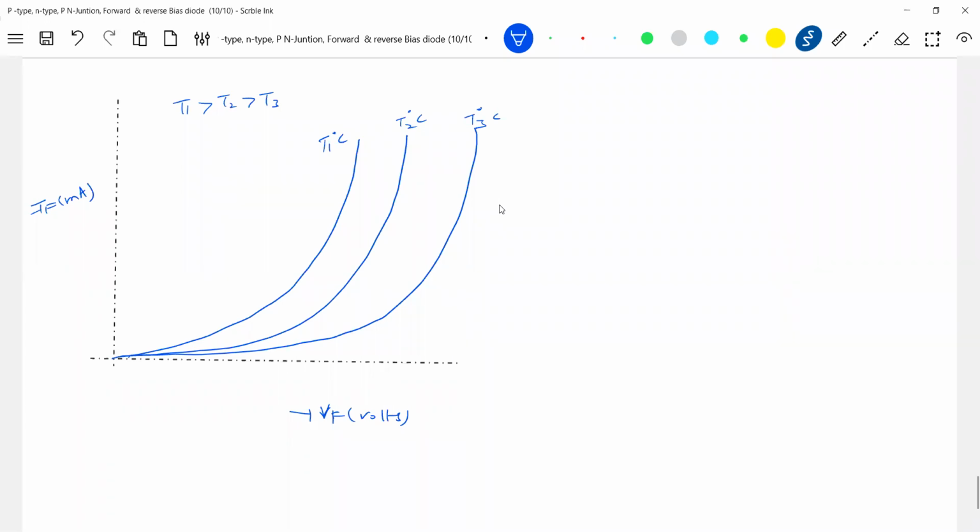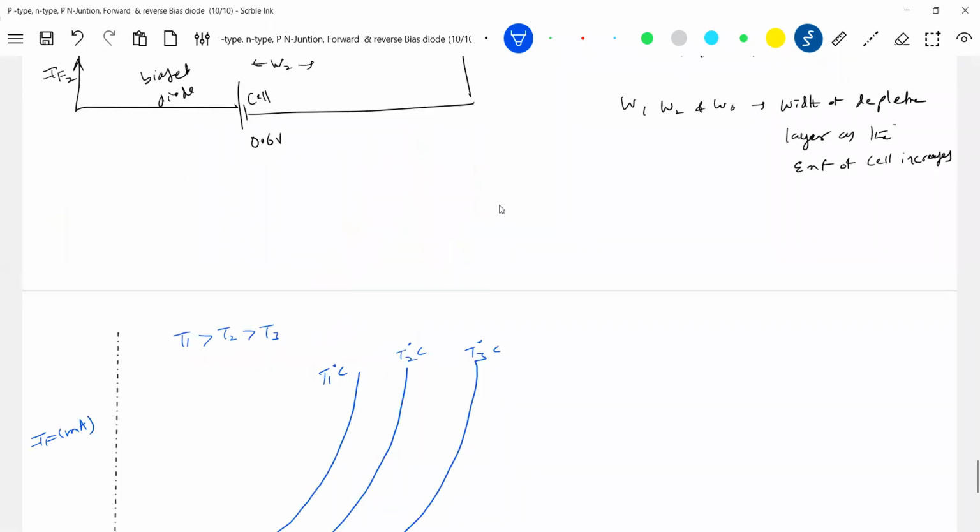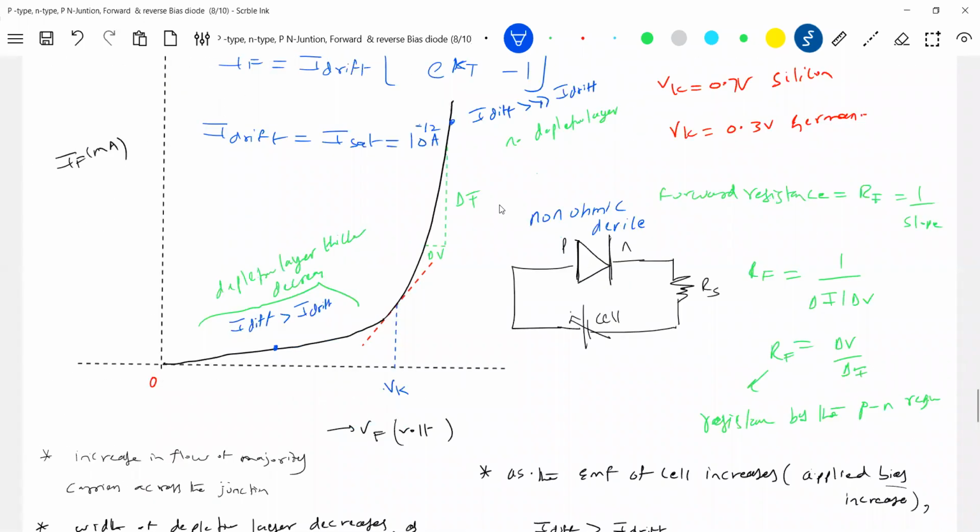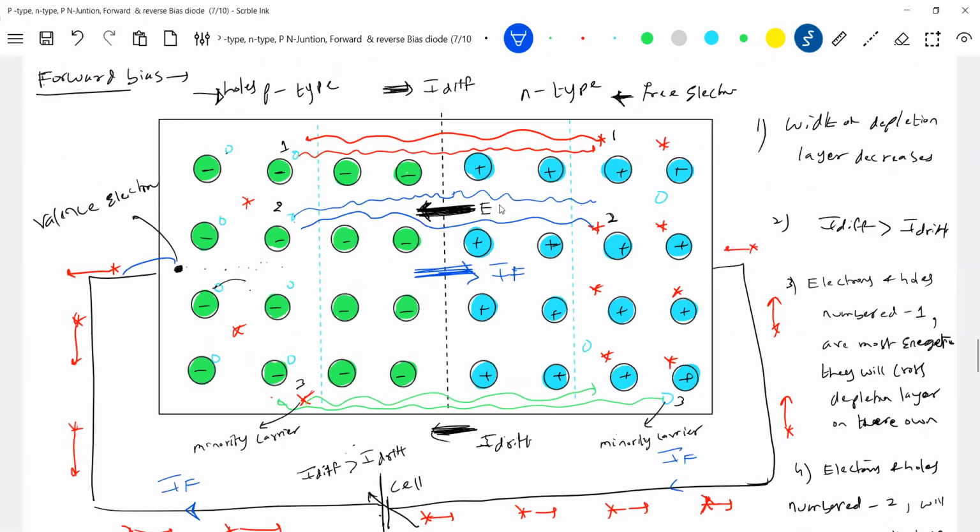Okay, this graph, can you remember? I'll take you back to the same diagram again. Everything, I think our explanation, will revolve here. Earlier, at a given temperature, the most energetic electron from the N will cross over to P, and the most energetic hole from P will cross over to the N.